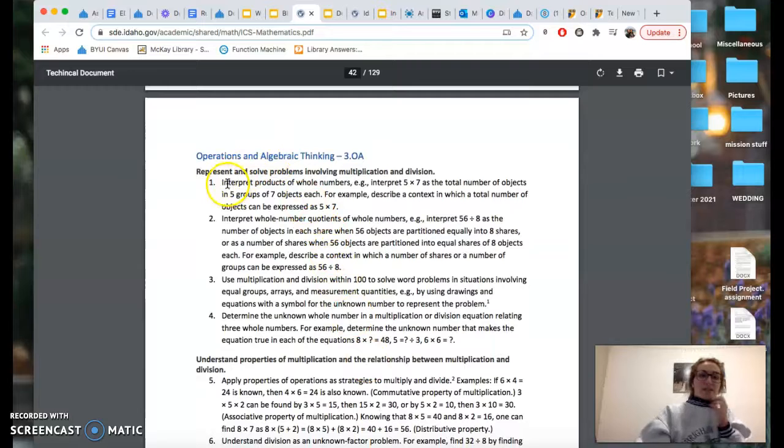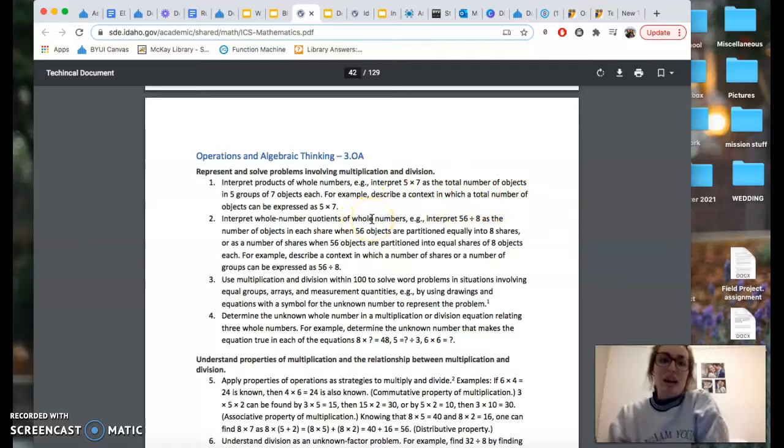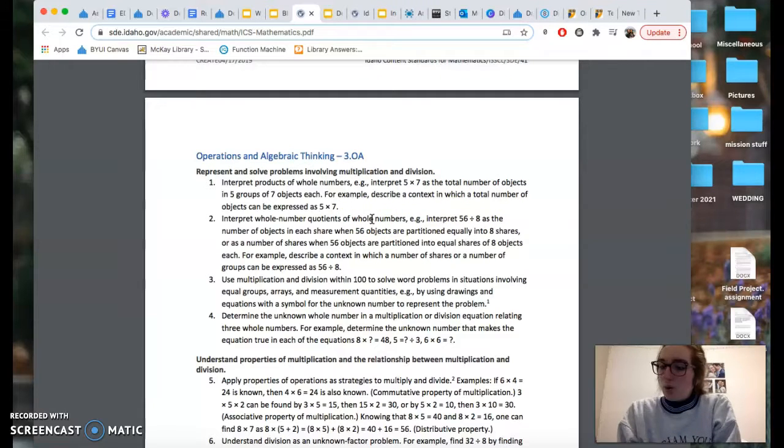So I'm going to talk about this first standard right here. Interpret products of whole numbers, e.g. interpret 5 times 7 as a total number of objects in 5 groups of 7 objects each. For example, describe a context in which the total number of objects can be expressed as 5 times 7. So some key concepts/vocab in this standard is products, whole numbers, and objects, I would say, are important vocab. And then key skills, I would say, are interpret and describe.